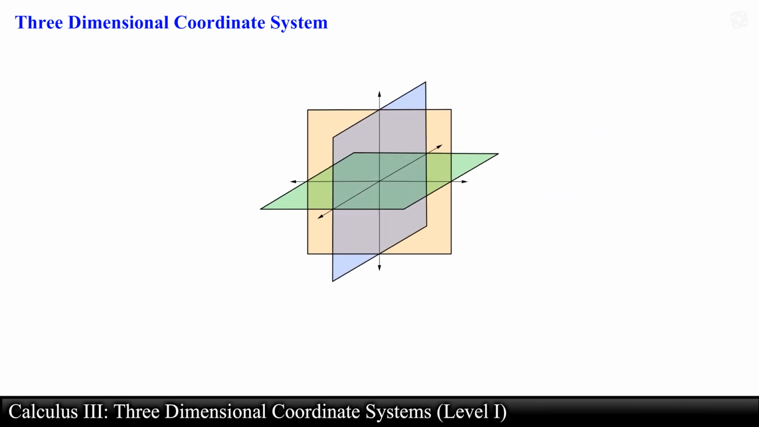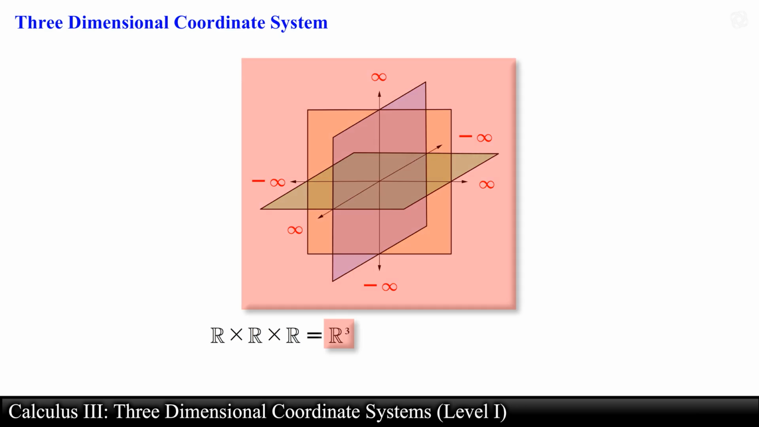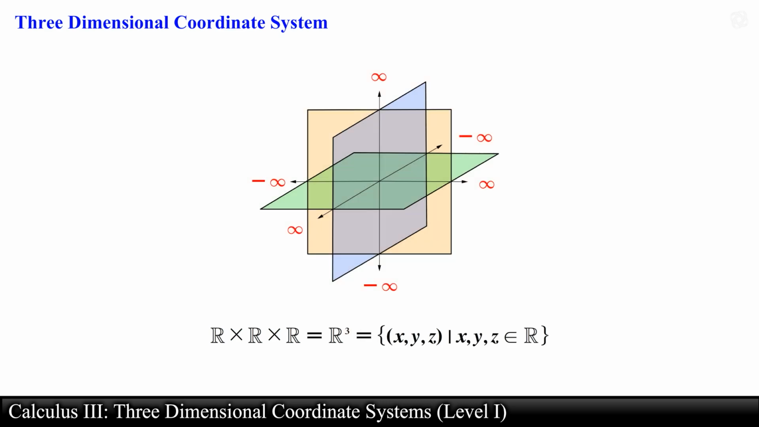In a 3-dimensional coordinate system, you are free to move along 3 lines: infinitely to the west, infinitely to the east, infinitely north, infinitely south, infinitely up, and infinitely down. Mathematically, we can define all the points in a 3-dimensional coordinate system by the Cartesian product R times R times R, or R cubed, where R cubed, in this case 3D space, consists of all the ordered triples, where the values of x, y, and z are elements of the real numbers.